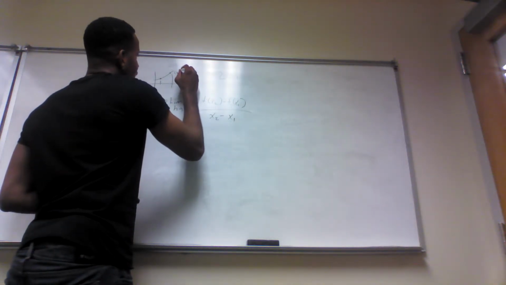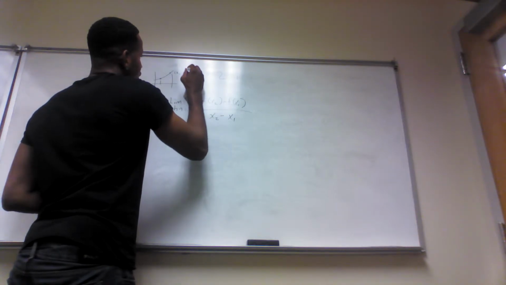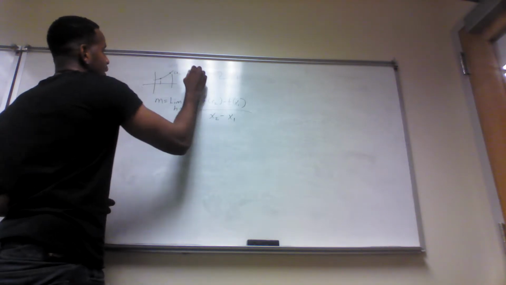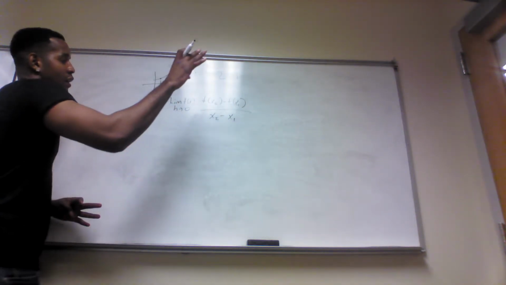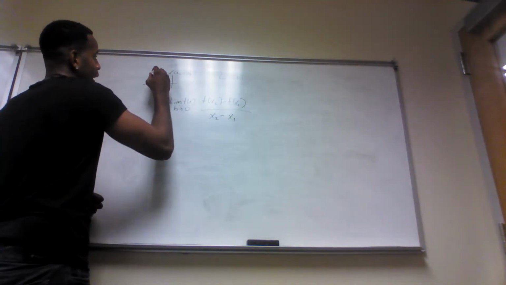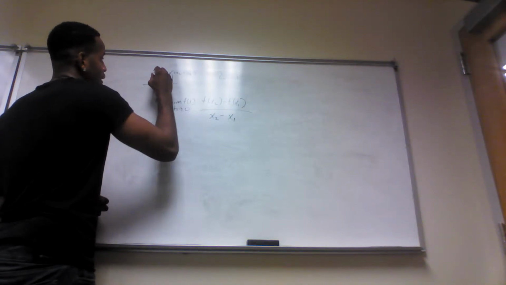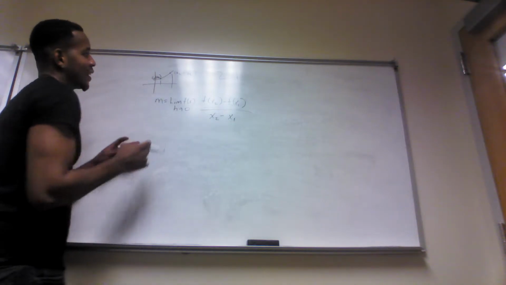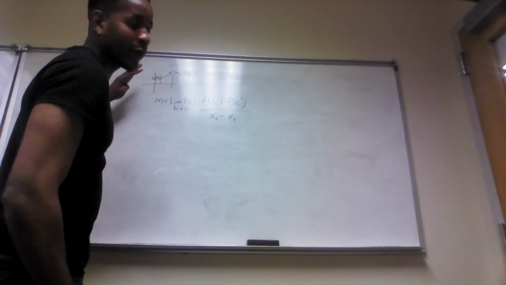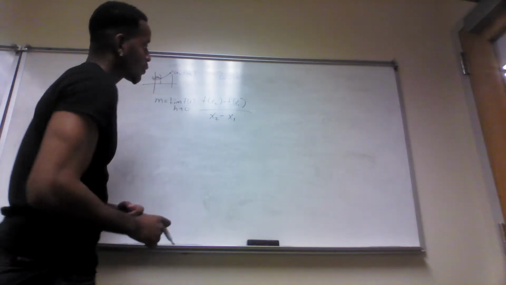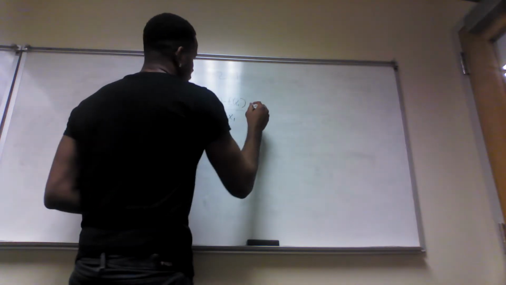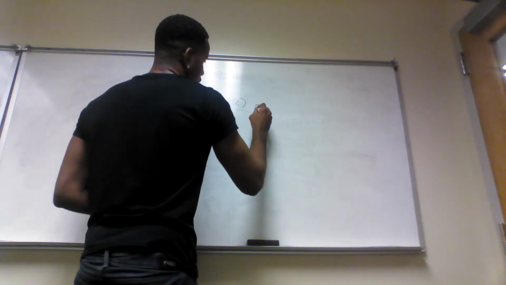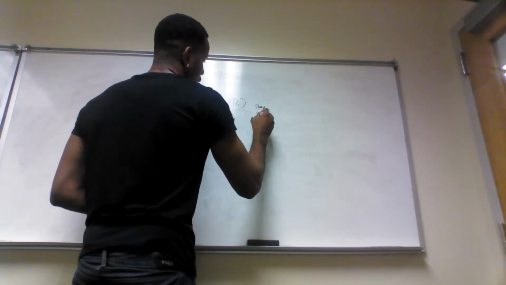x2 and f of x2, and that's the furthest away, and this side is going to be x1 and f of x1, and that's the one furthest away from the left. So this is going to be a slope, or average rate of change.